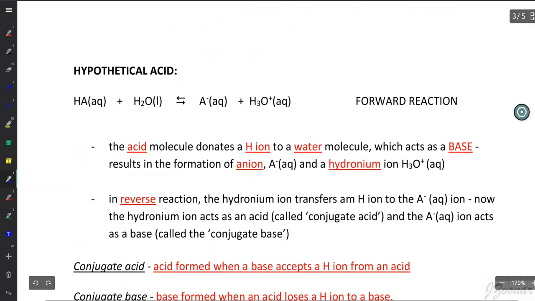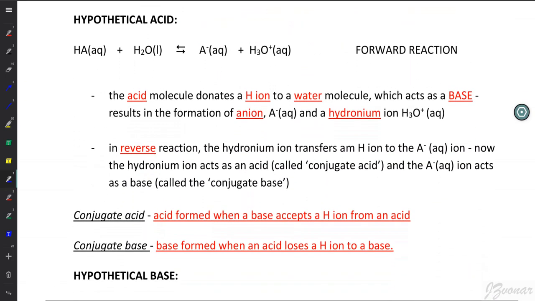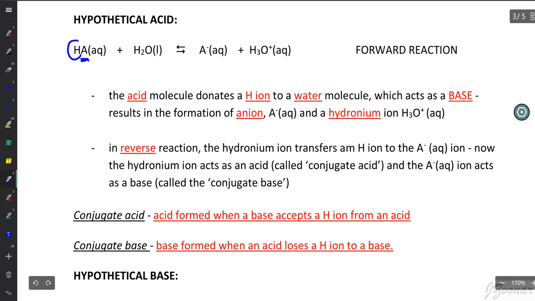All right, if we take a look here at this hypothetical acid, the hypothetical acid contains HA, A for acid. Here we've got the hydrogen, which is the proton. So what happens is this hydrogen is donated to water. Hence, this is my acid, making this the acceptor, so therefore it's my base. All right, so that represents the forward reaction. The acid donates the hydrogen ion to the water molecule.